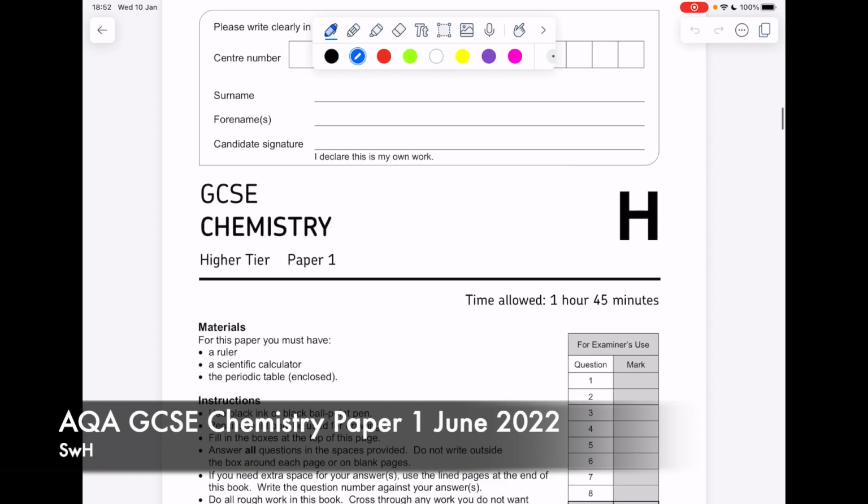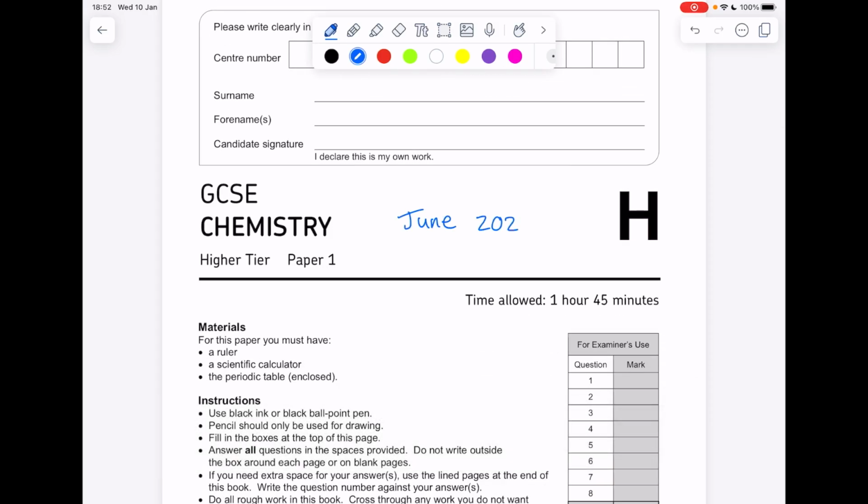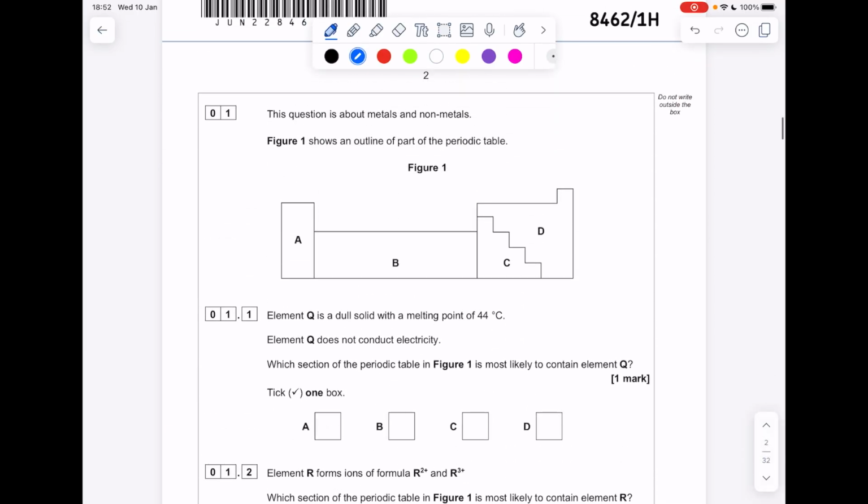This is an AQA GCSE chemistry paper. It's higher tier from June 22, paper 1. This question is about metals and non-metals. Figure 1 shows the outline of the periodic table.